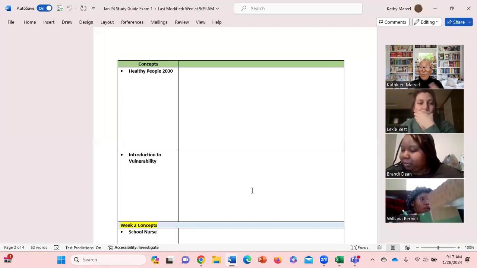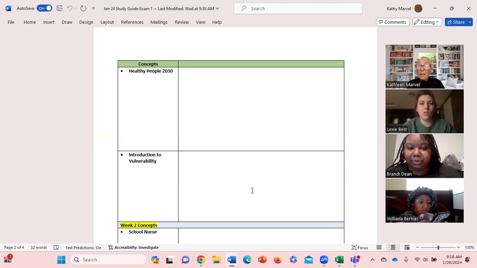Okay, so these are all part of the Healthy People 2030 objectives. Let's remind ourselves, Healthy People is increasing the health of everybody, or increasing the best health outcomes for everybody. It's a national campaign. Okay. What else do we want to add in there? Anything else? I think that's good.